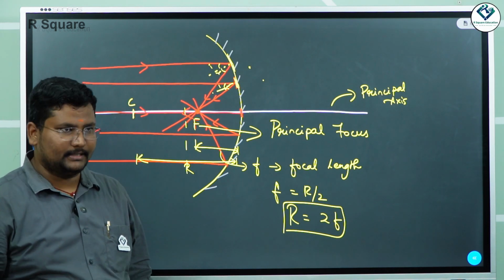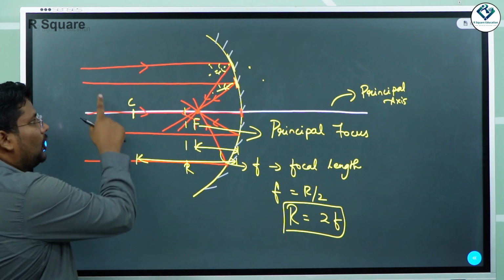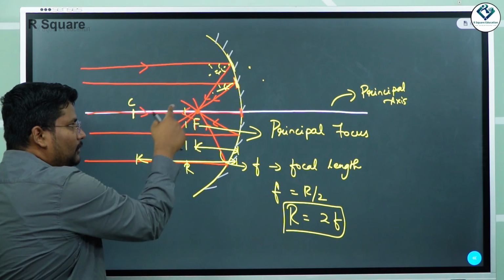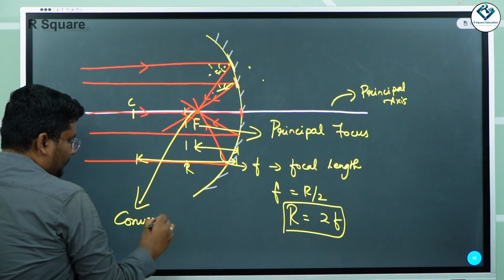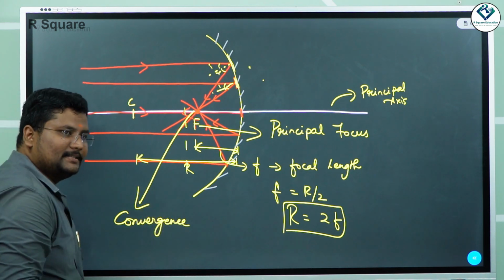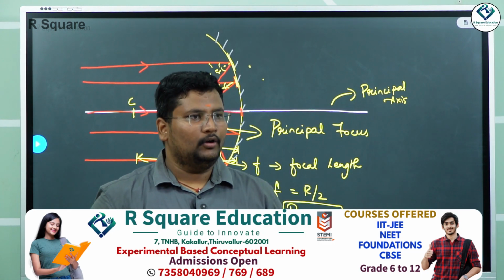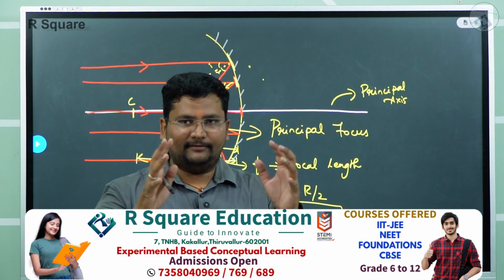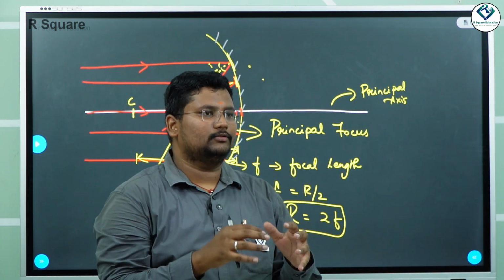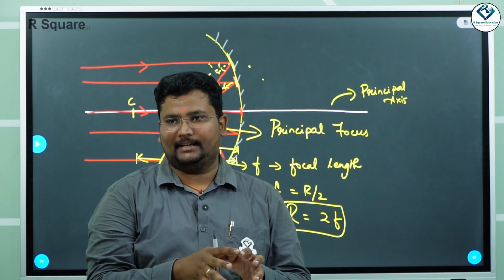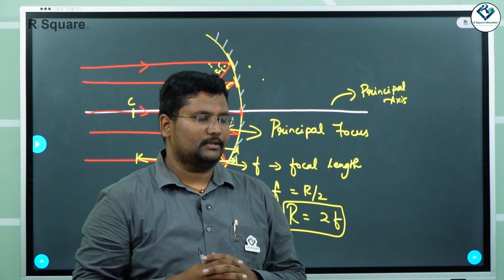Okay, clear? So this is nothing but a converging type of mirror, because all the lights after reflection meet at some point. This condition is called convergence. What is convergence? Coming together. So you have different parallel rays incident, and after reflecting from a concave mirror, all the reflected rays meet at the same point. So they converge. That is what is called convergence.